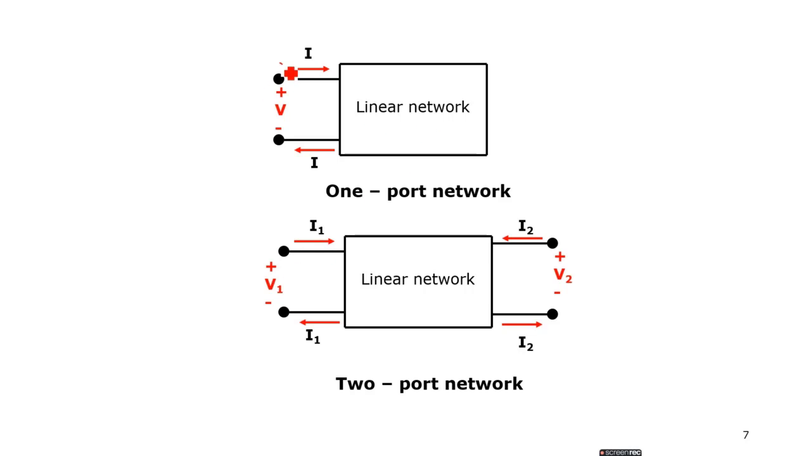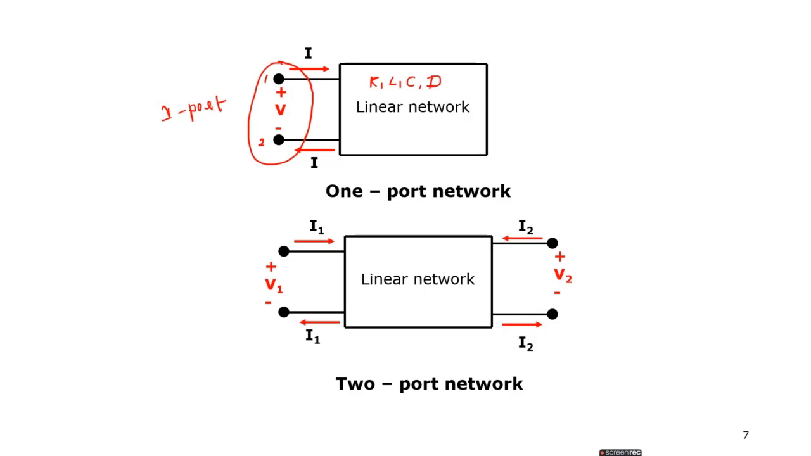We can see here these two are called terminals and together they form one port. One port means there should be two terminals: the first terminal and the second terminal. Here current enters from one terminal and the same current leaves from the other terminal. That's why it is called a one-port network. In this linear network we can find combinations of R, L, C and dependent sources, not independent sources. In a linear network, we will find R, L, C and dependent sources.